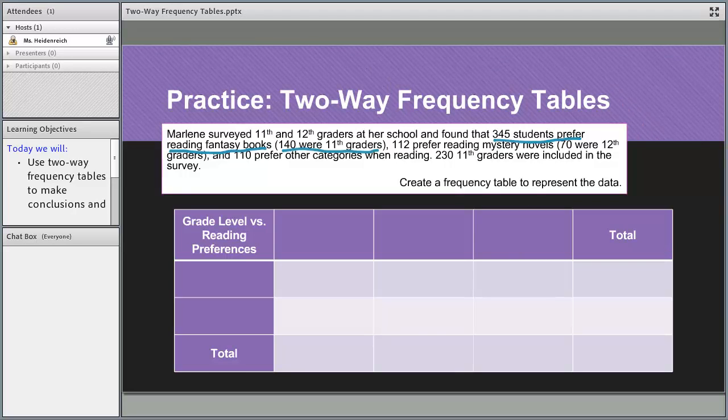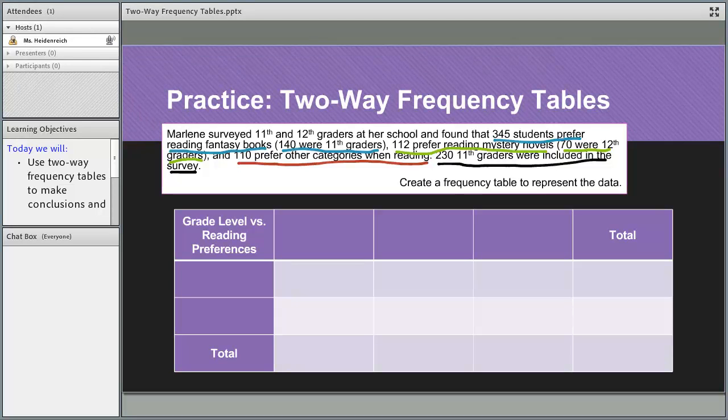112 people prefer reading mystery novels. 70 of those people were 12th graders. And then we've got 110 preferring other categories when reading. And lastly, 230 11th graders were included in the survey. So that is a lot of information, and we need to somehow put it all into a table.